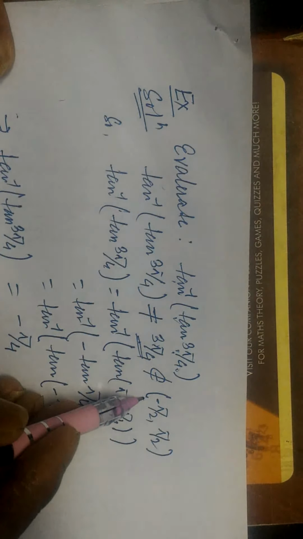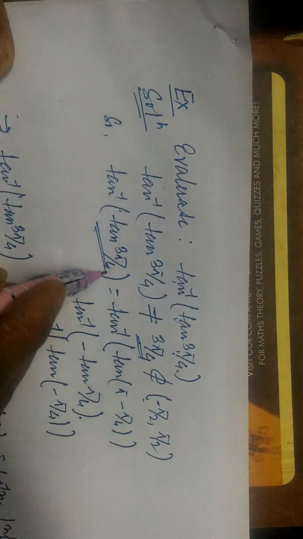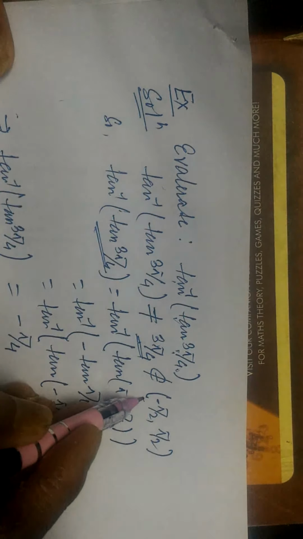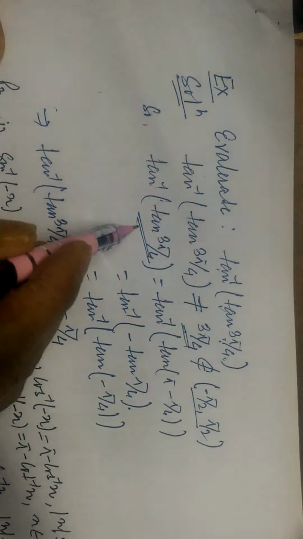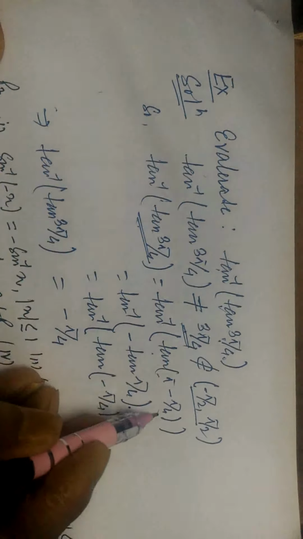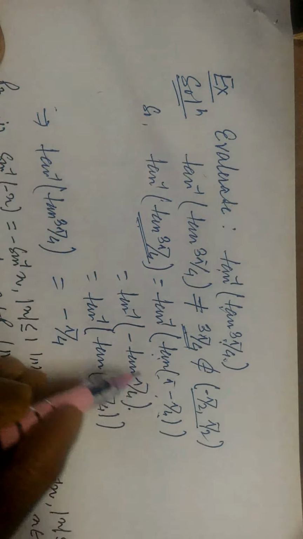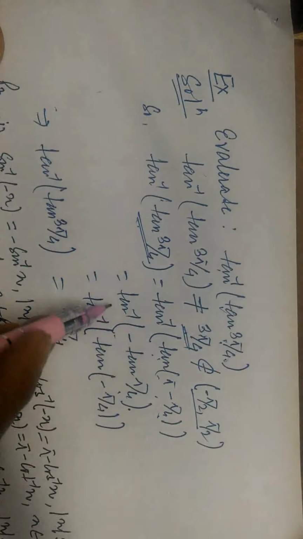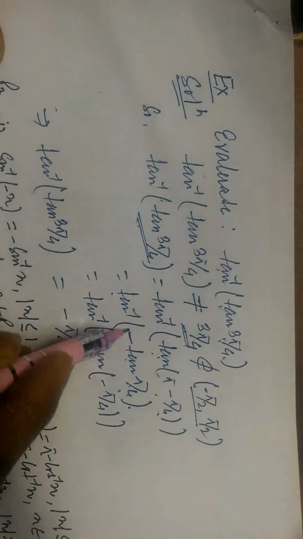So what you have to do now? You have to change it so that it fits within the domain. Now, we can write 3 pi by 4 as pi minus pi by 4, and we know tan of pi minus theta is minus tan theta. Again, it is tan inverse of minus tan pi by 4. So this minus should not be there.